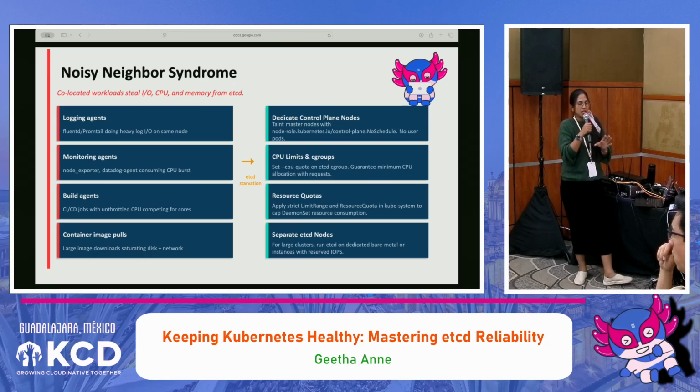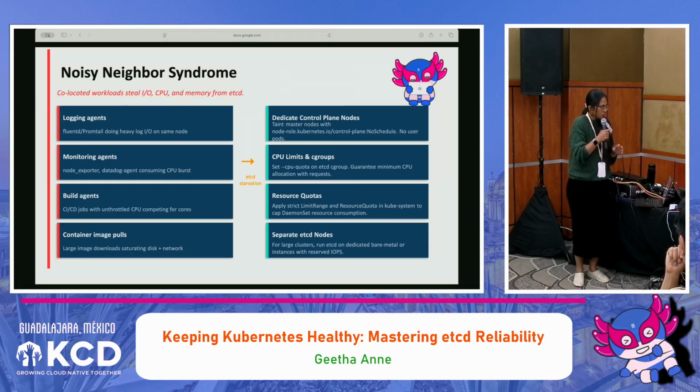The only solution is isolation. You want to make sure that you taint the control plane and apply the no schedule configuration that I'm showing on screen, so that user workloads will not land there. They are separately maintained. And you also should use cgroups to give etcd a guaranteed CPU allocation.